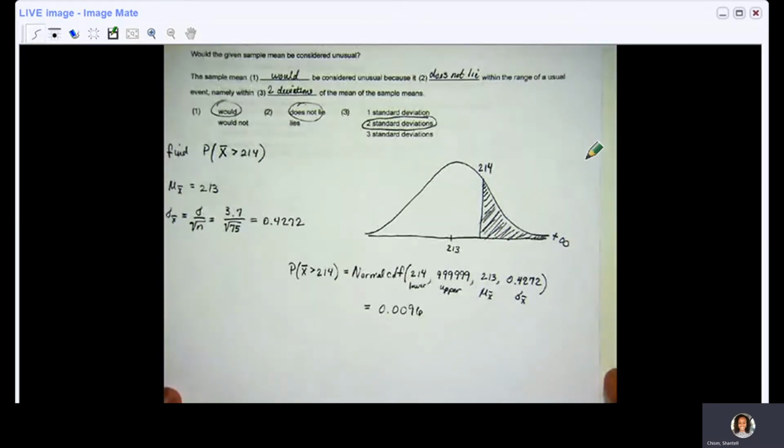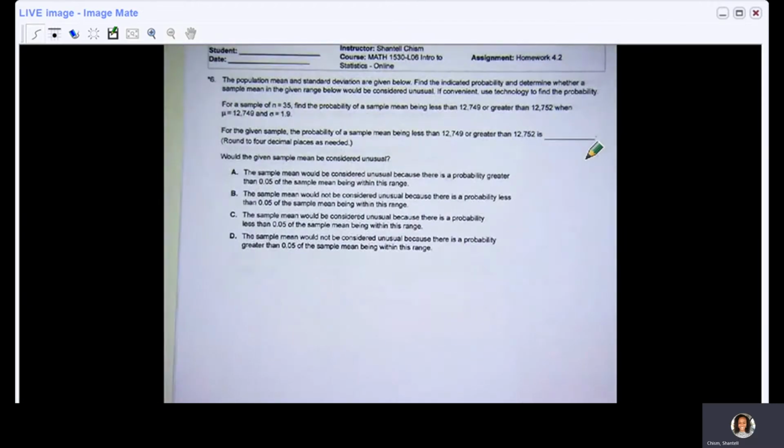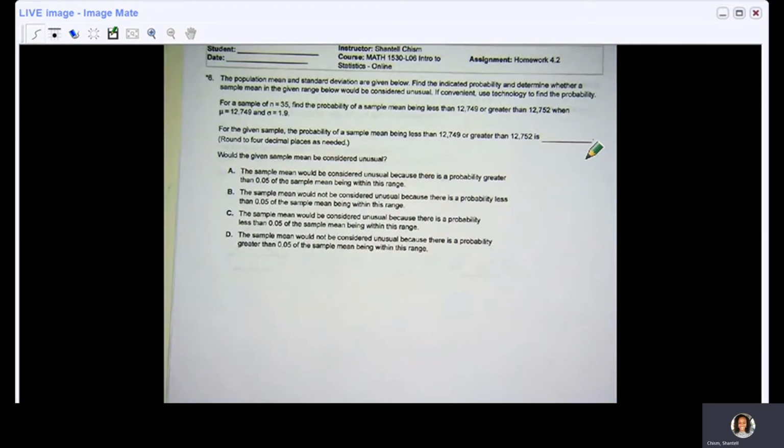All right, let's see what else we've got here. Let's look at number 6. The population mean and standard deviation are given below. Find the indicated probability and determine whether a sample mean in the given range below will be considered unusual. If convenient, use technology to find the probability.